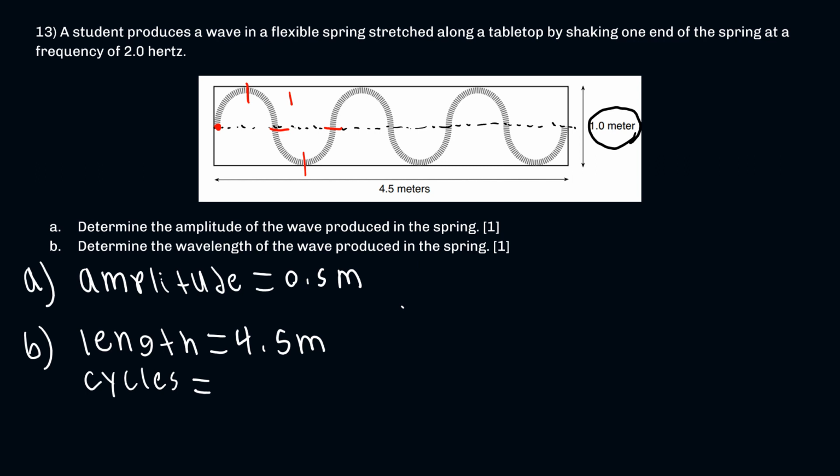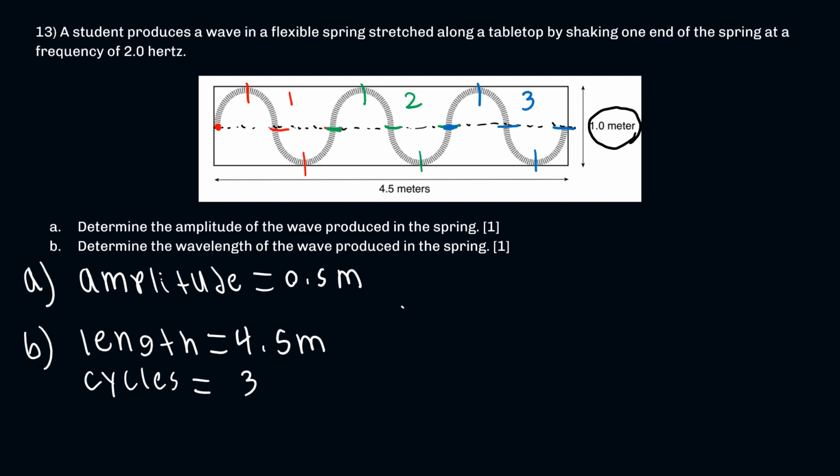So then my next cycle starts here as well. I can go up to my crest, come back down to my equilibrium position, go down to the trough, and come back to the equilibrium position. That is my second cycle. And then my third cycle will start here as well. I will then go up to my crest, come back down to the equilibrium position, go down to my trough, and come back to the equilibrium position, and that is my third cycle. So I have 3 cycles in total.